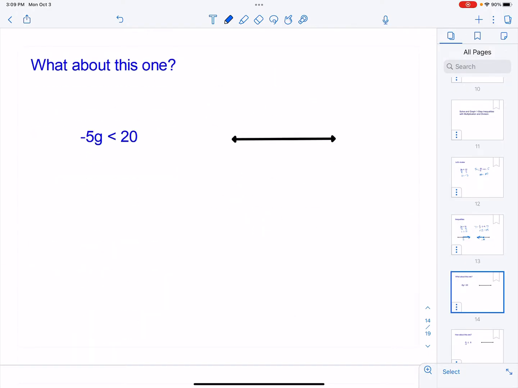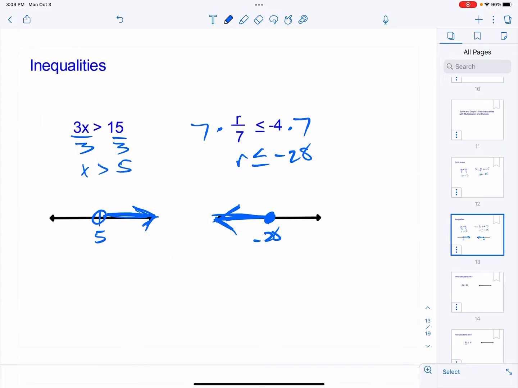Okay, so let's try this one. Now, let's go back to these real fast, and let's just double check to make sure that this is the correct answer. So this says I need values that are greater than 5 to make it true. So you pick a value to test it with. I'm going to pick the first value that comes to mind, 6. That's greater than 5. So I'm going to do 3 times 6, and I'm going to ask, is that greater than 15? Well, 3 times 6 is 18. Is 18 greater than 15? Yes, it is.